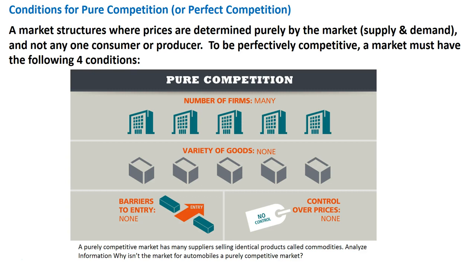And these are the four conditions. You have many firms, a variety of goods. You do not have any variety. So you would see the exact same product. So we'd say identical products. No barriers to entry, and no one has control over price.